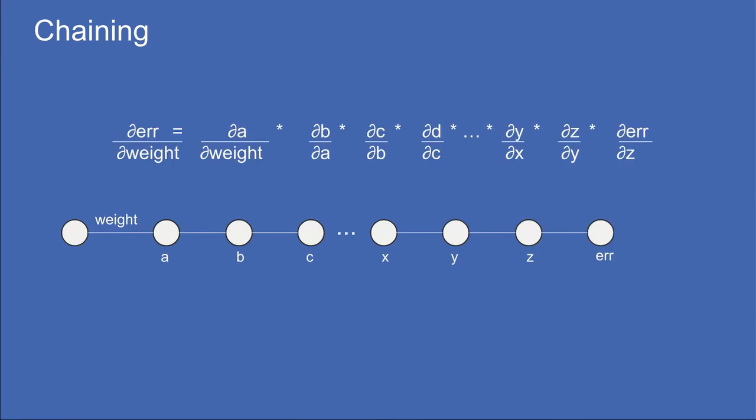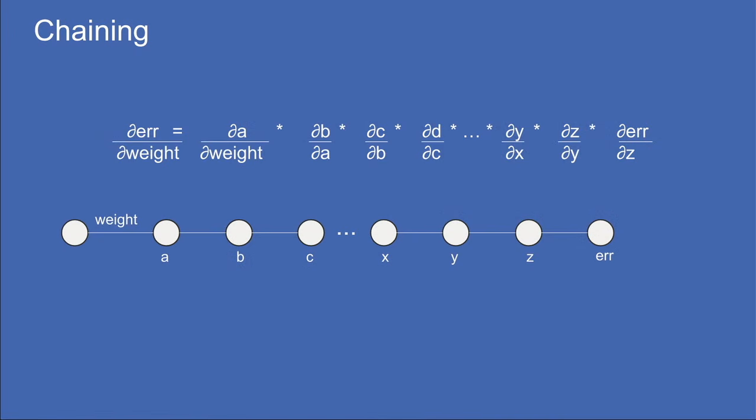And there's nothing to prevent us from doing this again and again. If I have a weight that's deep in my neural network and I want to know how much my error is going to change if I tweak it up or down, I want to know the slope of my loss function with respect to that weight, then I can just break it down and say, okay, well, if I change the weight, how much does A change? If I change A, how much does B change? If I change B, how much does C change? And chain it all the way down.